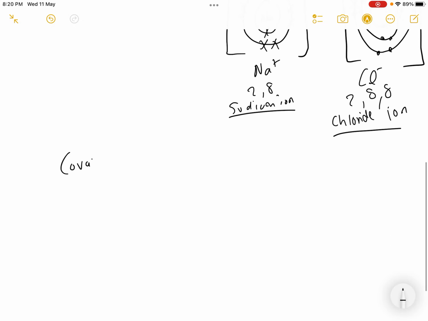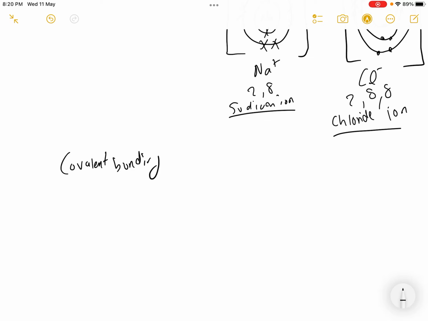Now in order to draw a covalent bond, covalent bonding is a different story altogether. Covalent bonding uses the same concept of dot and cross diagrams, but the electrons are drawn in the overlap between the outer orbitals of the 2 atoms, shared between these atoms. So basically we're just drawing the outer shells.